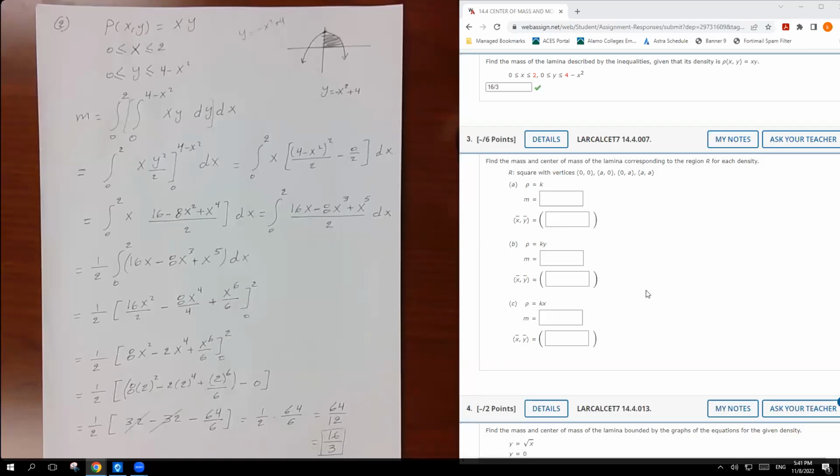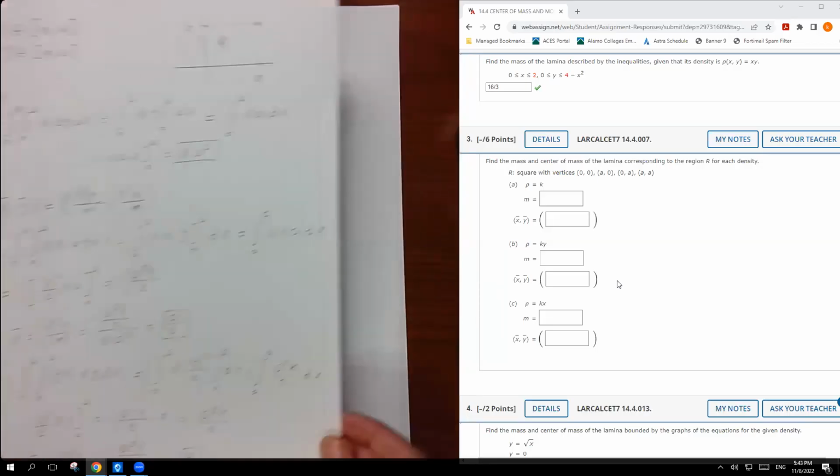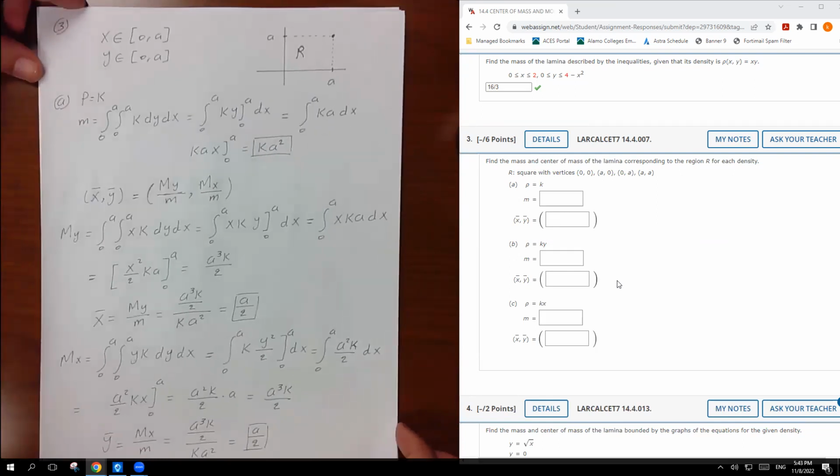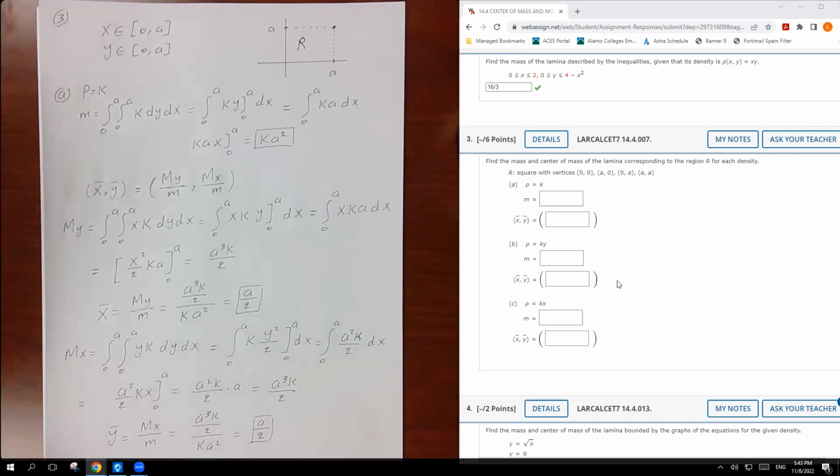We're going to try it. Let's go to example 3. Here is example 3. So what I did with example 3, because you're going to get exactly the same thing, I solved A and B and I left C for you. You're going to do exactly the same steps as we did on A and B.